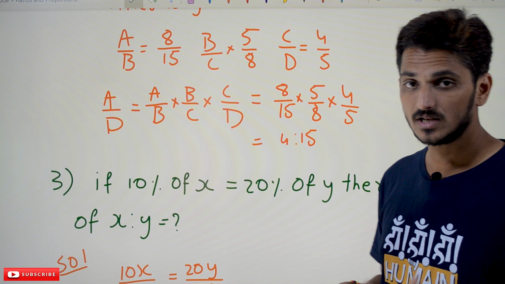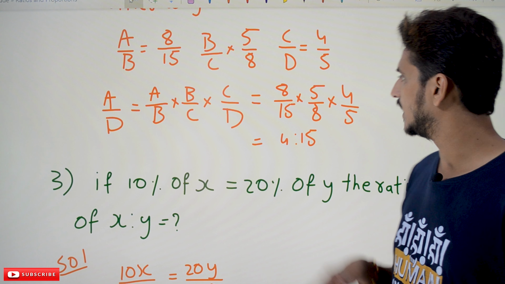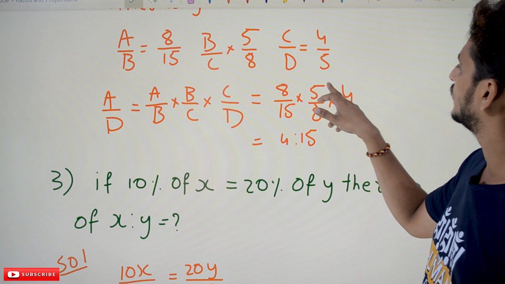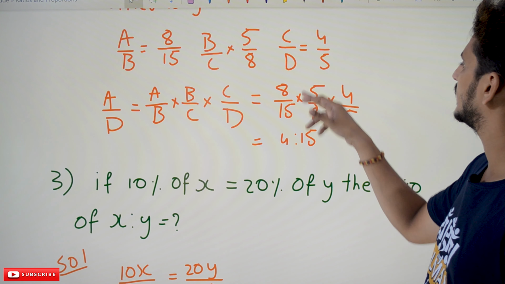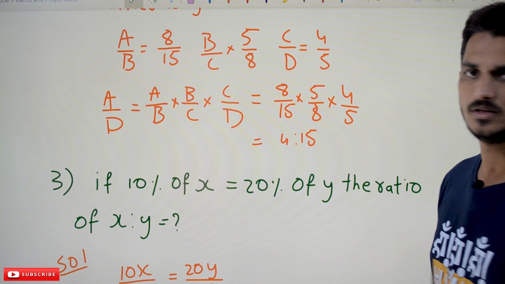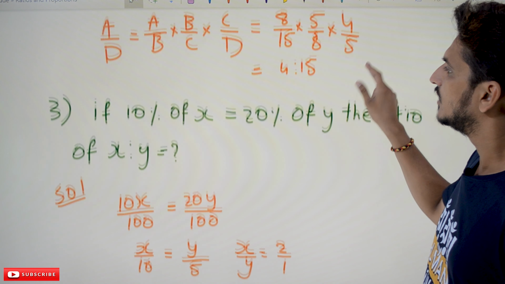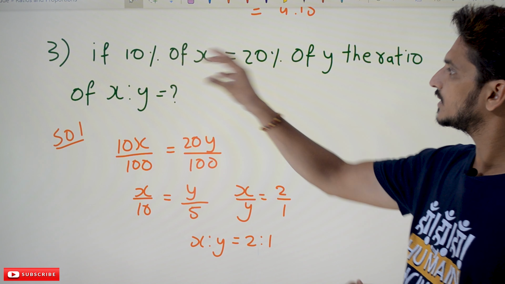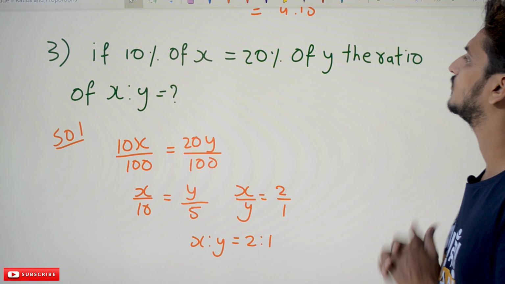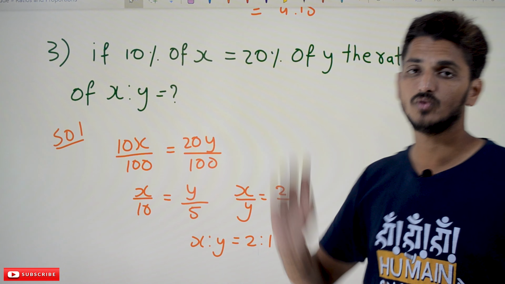Using the fraction values, we are going to get the ratio values. So 5 3's are 15, 8 cancel, 5 5 cancel, 4 by 15. So our value is 4 is to 15. The same value we got. Let's try one more example. If 10% of x is equal to 20% of y, the ratio of x is to y is?